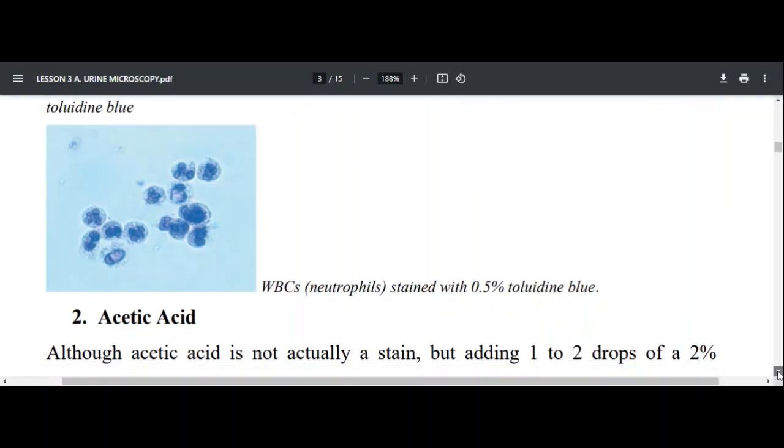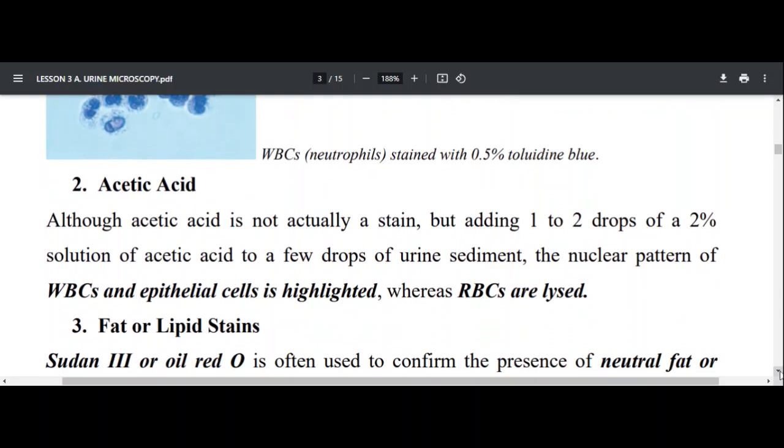So acetic acid can also be used as another solution. It's not a stain, but adding 2 drops of acetic acid into a few drops of urine sediment highlights the nuclear pattern of WBC and epithelial cells, while RBC are lysed. This is very helpful to identify WBC in urine, because normal WBC have a very low refractive index, almost similar to that of urine. So we can use acetic acid to distinguish the WBC, and also lyse RBC, because they can interfere with our total WBC counts.